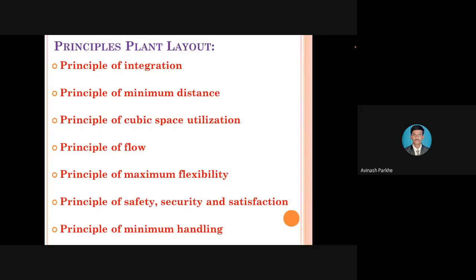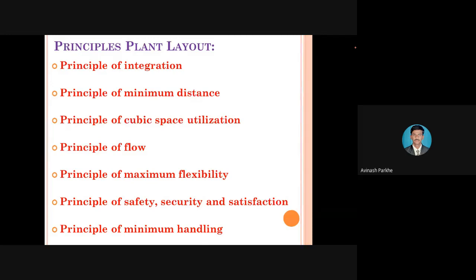That means whatever facilities are available in the industry, we have to make their optimum arrangement, and that arrangement will be made in such a way that whatever facilities are provided in the industry will be properly utilized. If we are utilizing all those facilities in the proper way, then we can say that the plant layout is properly designed.